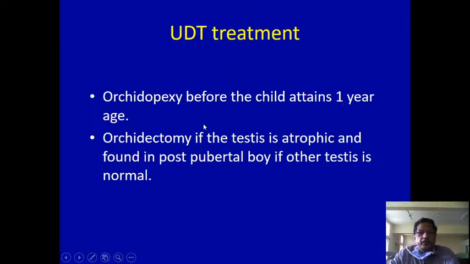How do you treat that? The treatment is orchidopexy before the child attains 1 year of age. Why that 1 year? Because after 1 year, even the microscopic changes will take place irreversibly. So we want to prevent that from occurring.